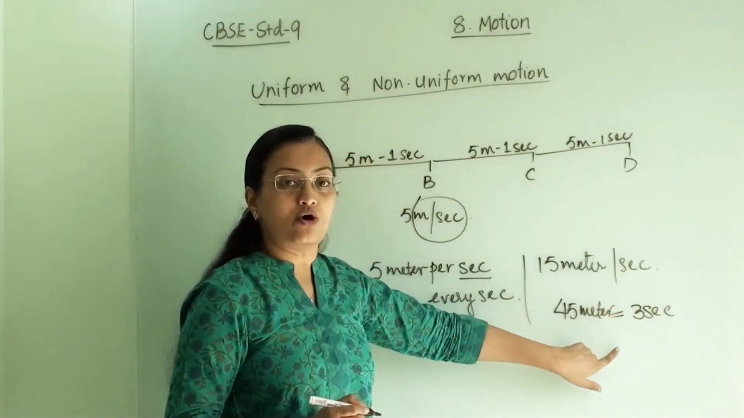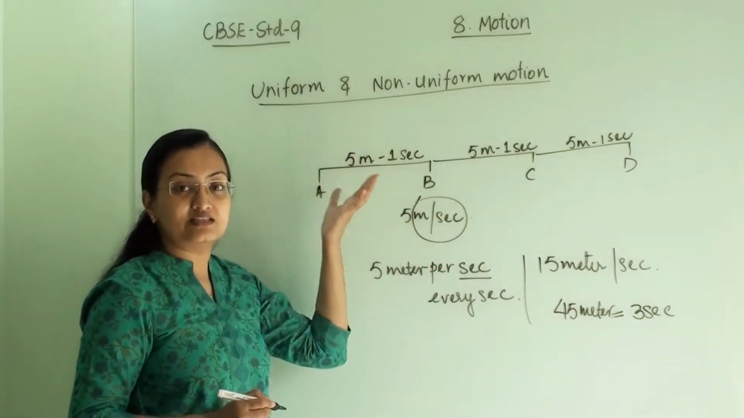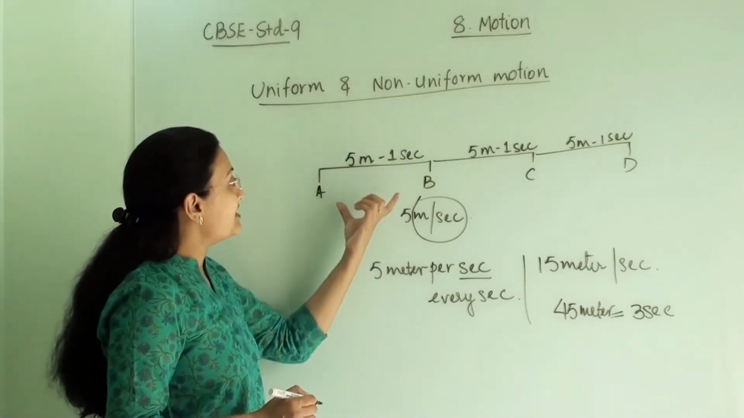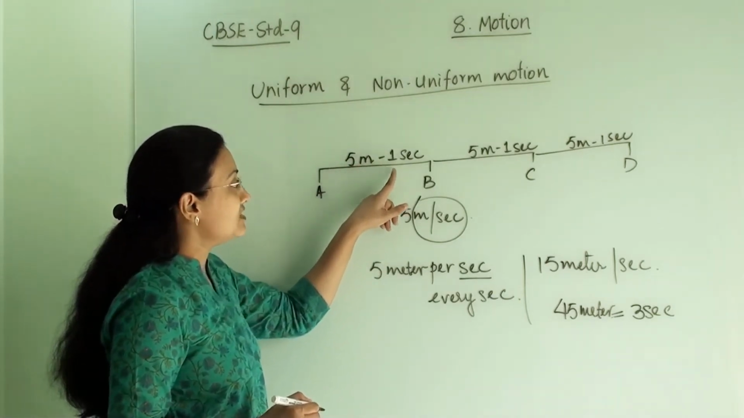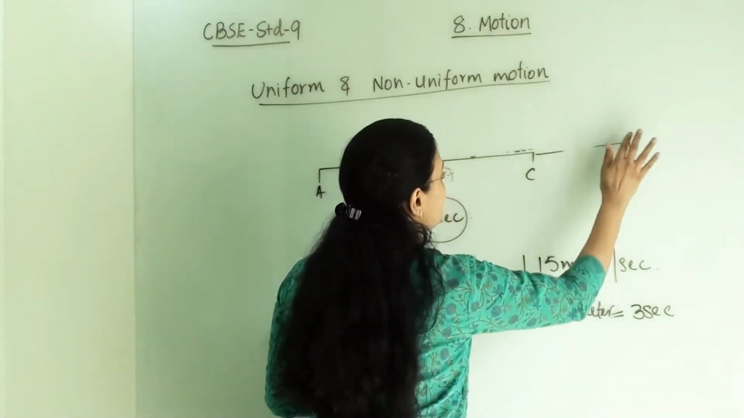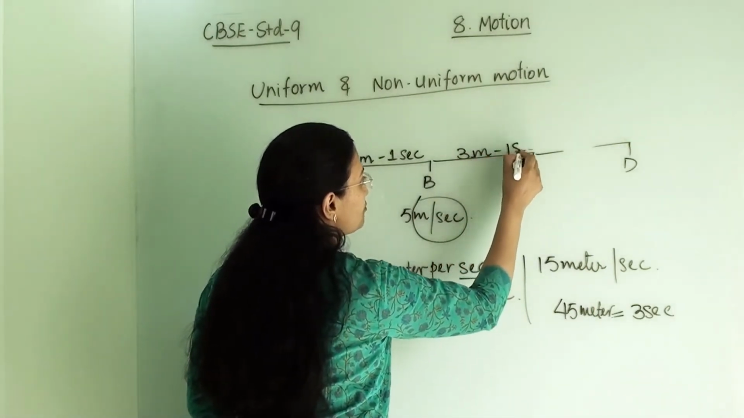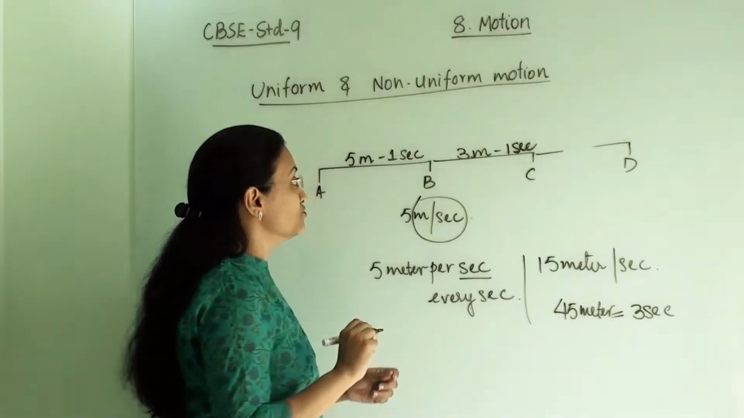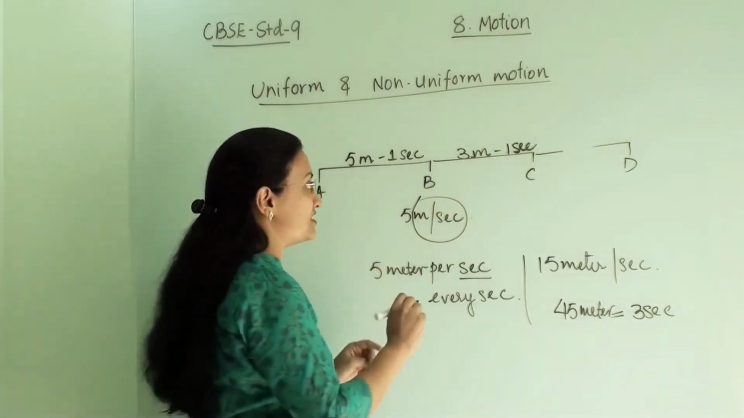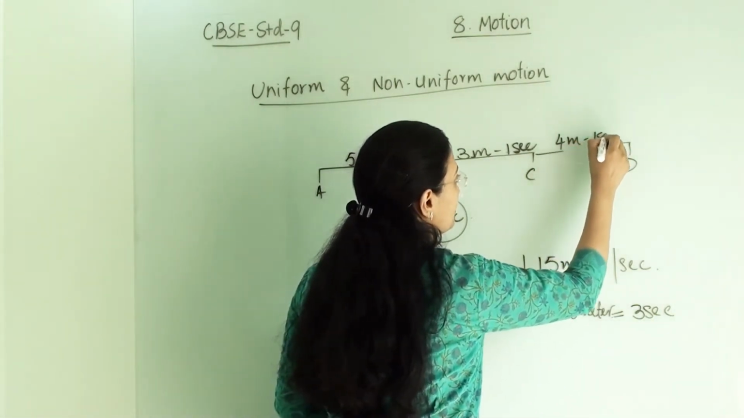That is the meaning of uniformity. That is the meaning of uniform motion. Now, in the other case, the car travels 5 meters in 1 second, and in the second lap it covers 3 meters, also in 1 second. So in the second lap, it has covered only 3 meters in 1 second.